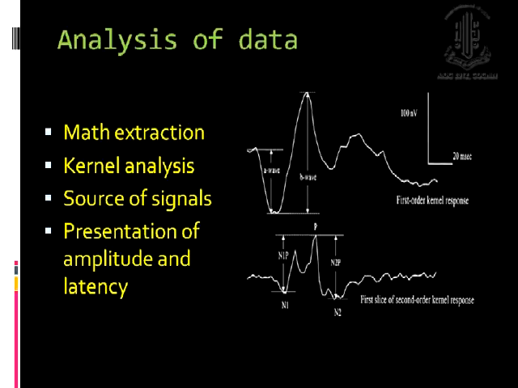What you see here on top is the first order kernel analysis, and this is the second one. The first one is basically reflecting more or less the cone function, and it's a linear summation. This is a non-linear summation. That's why the second order kernel, sometimes people do not consider it in their analysis.